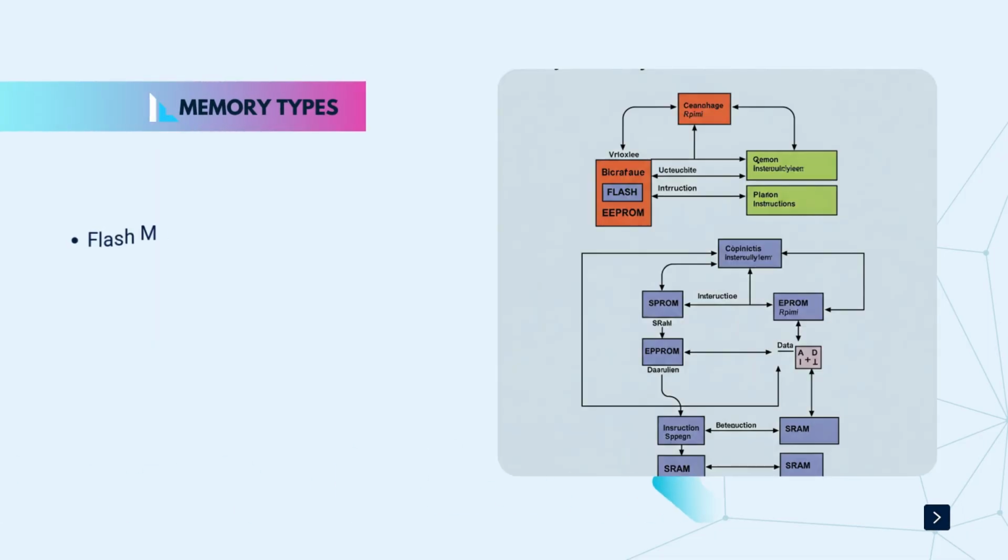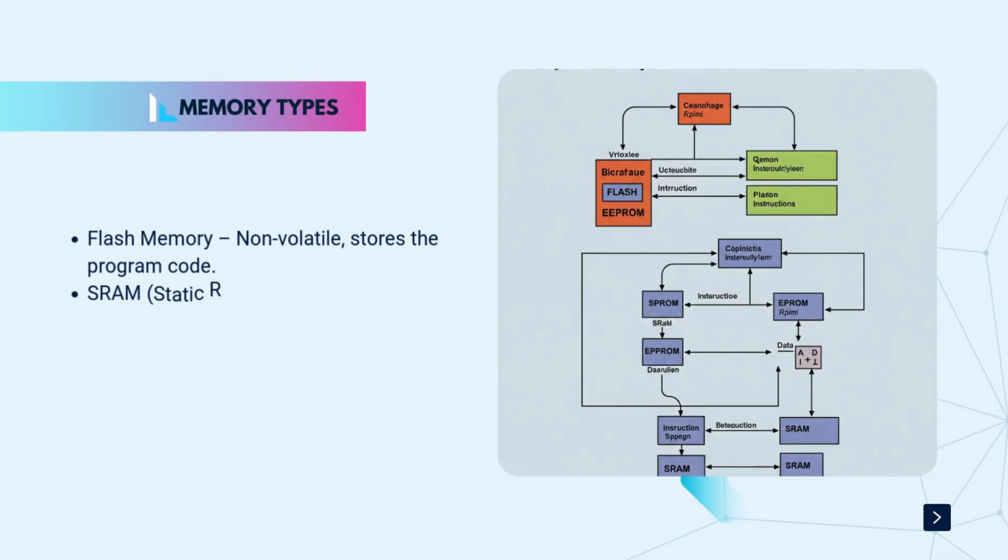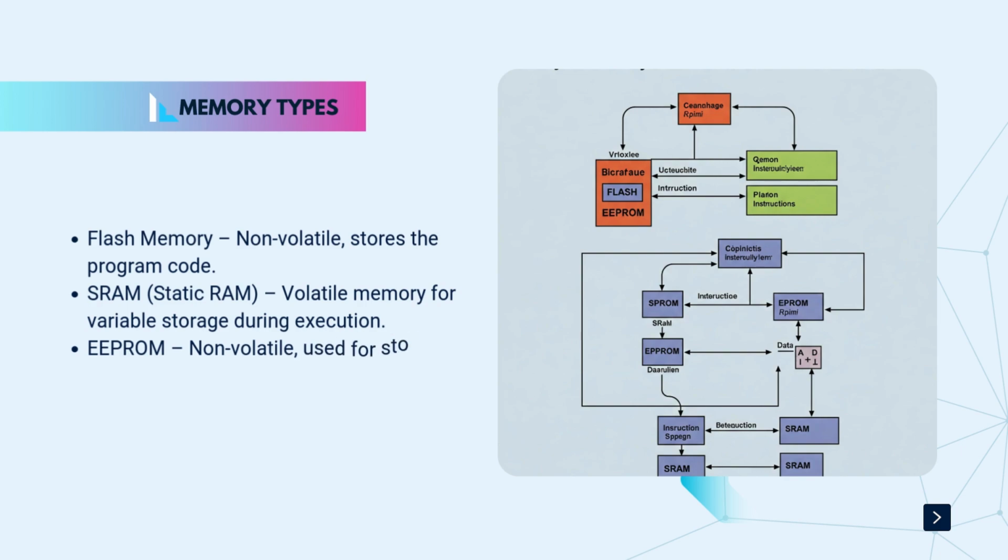Memory is vital in microcontrollers. Let's break down the types. Flash memory, non-volatile, stores the program code. SRAM, static RAM, is volatile memory for variable storage during execution. EEPROM, non-volatile, is used for storing small data like calibration values. Flash is like your microcontroller's long-term memory, while SRAM is like short-term memory used while it's running.